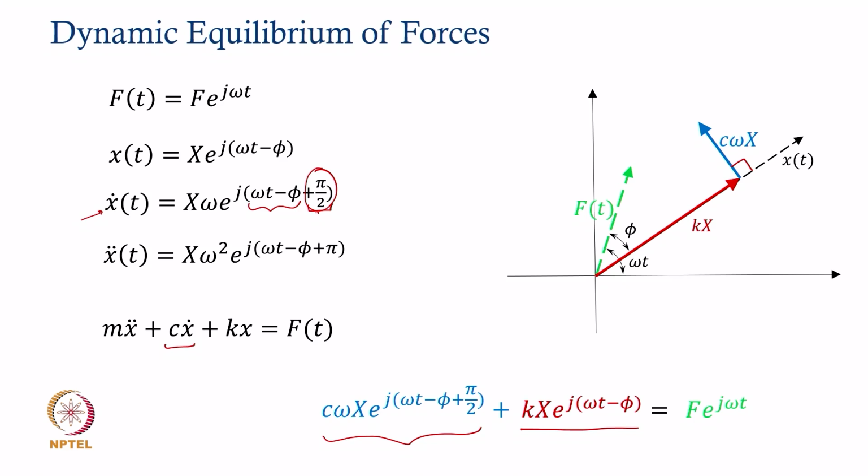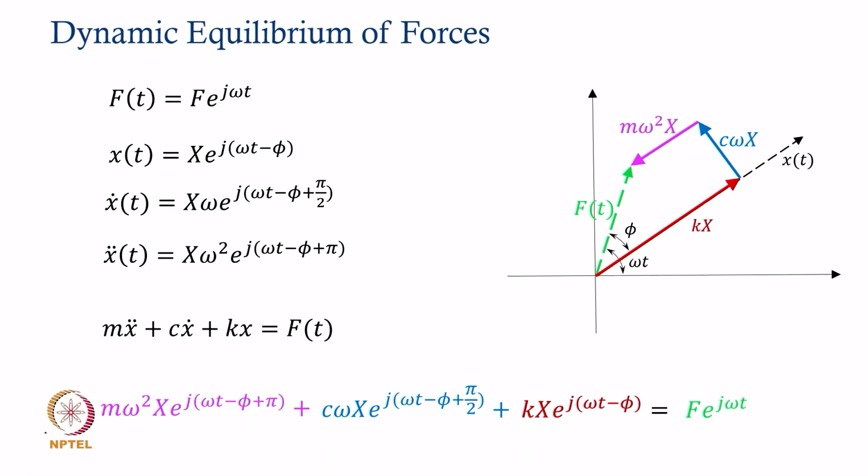And then what? The last one is this mx double dot, which is going to be m omega square x. That is going to be its magnitude, and it is leading the restoring force by 180 degrees. So, it is going to be just 180 degrees ahead from the response. Okay. So, that is basically going to be the orientation of sort of an inertia force here.